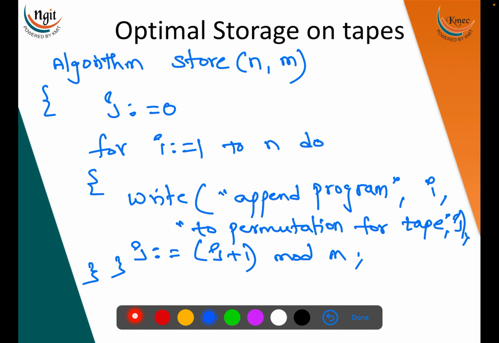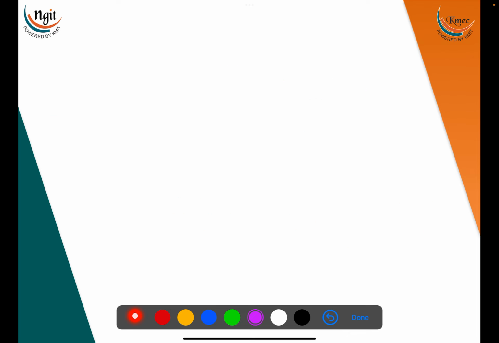This is the algorithm we already discussed in the previous video. Here n is the number of programs, and m is the number of tapes. That means it is purely about multi-tapes. But before we discuss multi-tapes, let's talk about single tape. Then we'll come to that example.